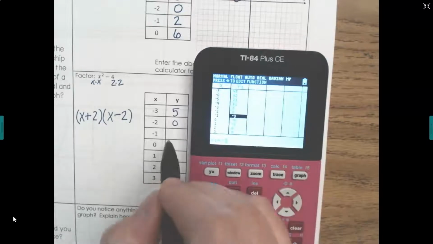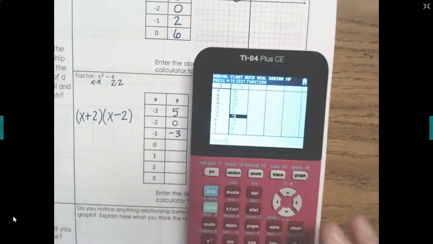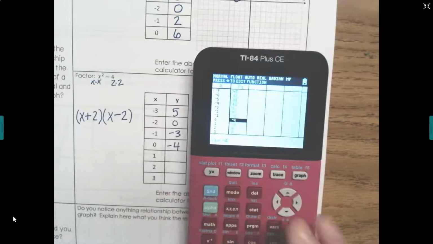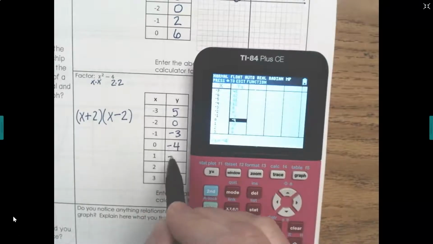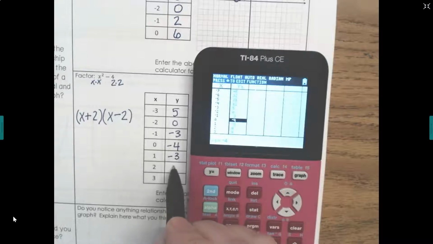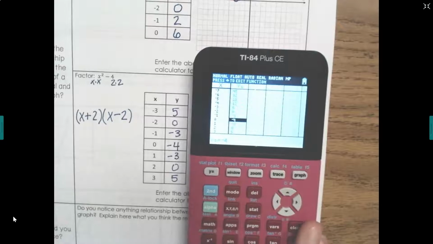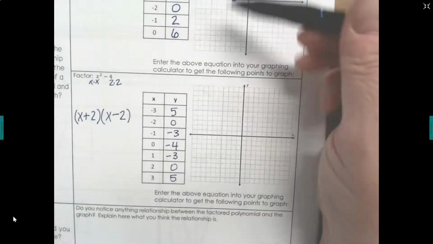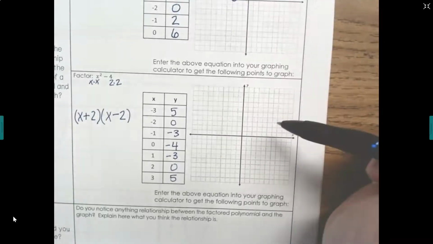Negative 1 is negative 3. 0 is negative 4. 1 is negative 3, 2 is 0, and 3 is 5. So we're going to have a similar sort of graph that it's going to be a U-shaped graph.